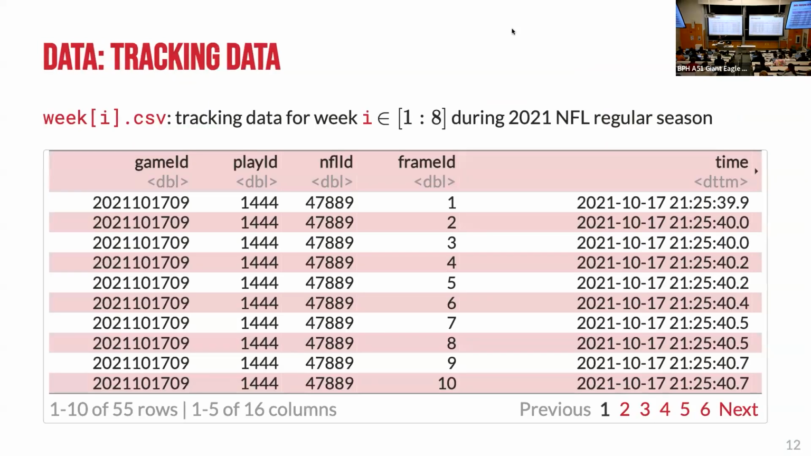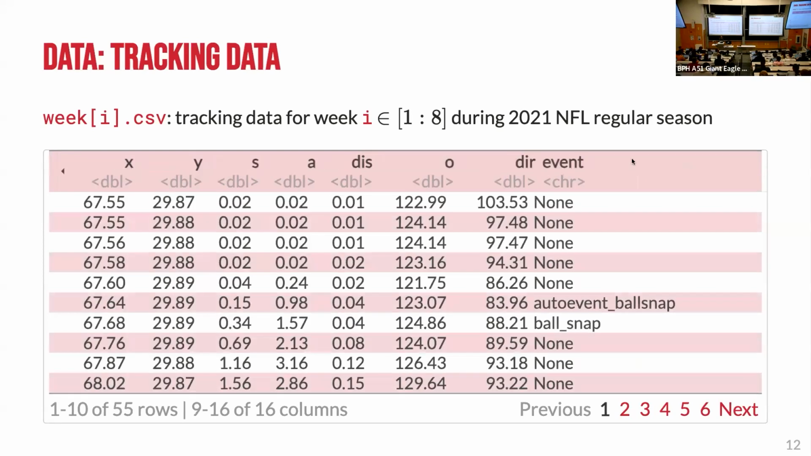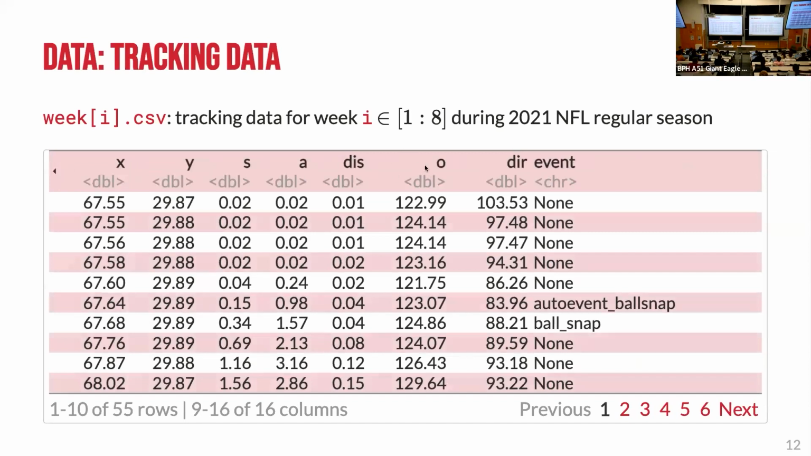And going back to this table, all of these variables are recorded for Maxx Crosby, just as an illustration. So we can see the jersey number, the team that they're on, play direction, and this is what we were interested in: all of the location information and physical attributes of that player throughout the course of the play. And again, they are recorded at a rate of 10 frames per second. So here we have X and Y locations, speed, acceleration, distance traveled from the previous frame, orientation, angle of motion, and we also have the event annotation associated with each one of these timestamps.